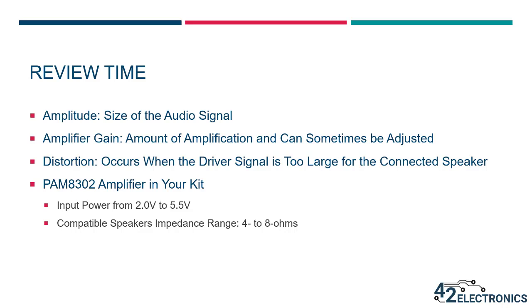Your kit includes a PAM8302 amplifier with input power from 2 volts to 5.5 volts. When attaching it to a speaker, you'll want to be sure the speaker's impedance range is between 4 and 8 ohms. Okay, go ahead and move on to the next video for this lesson, where we'll look at audio output hardware and audio input hardware.